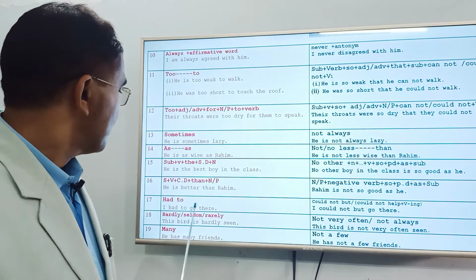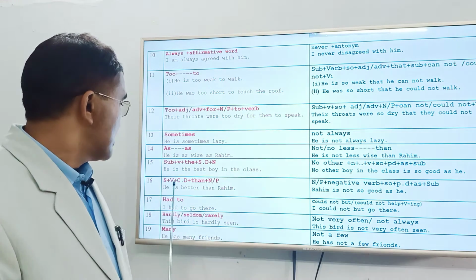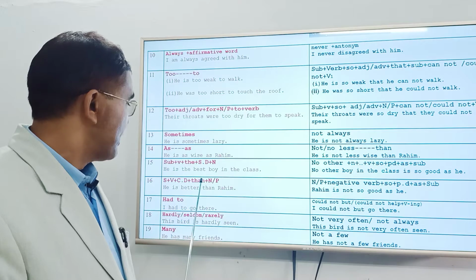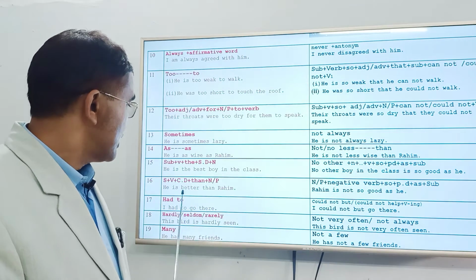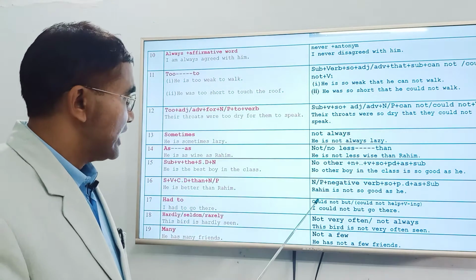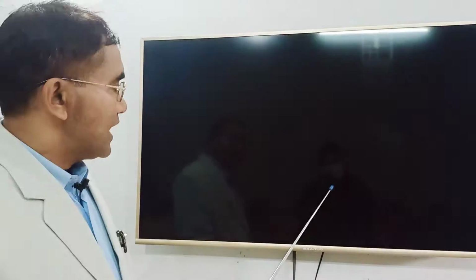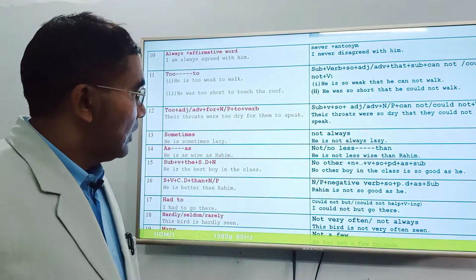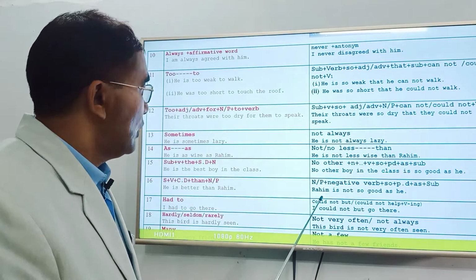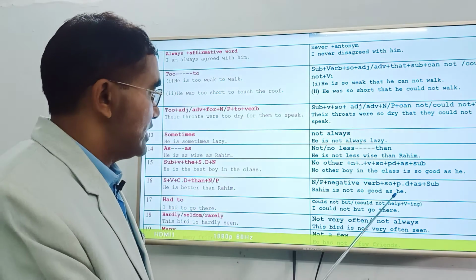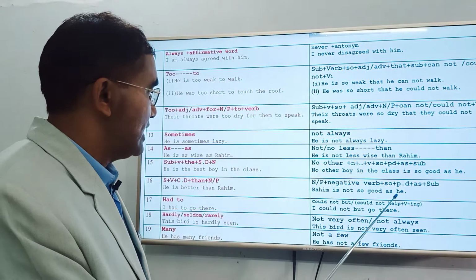Now, subject plus verb plus comparative degree plus than plus noun or pronoun. He is better than Rohim. In this case, the negative form can be Rohim is not so good as he.